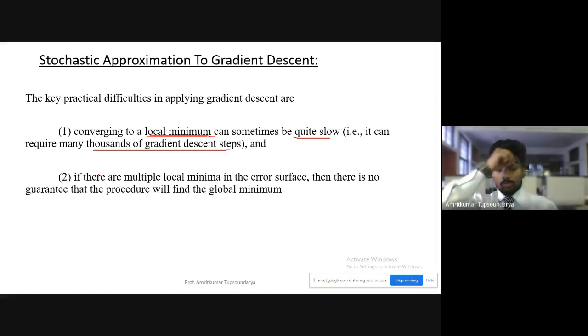The second difficulty that we face is that if there are multiple local minima in the error surface, then there is no guarantee that the procedure will find the global minimum. Since there are multiple local minima, finding the global minimum becomes a little difficult, and the algorithm may not guarantee it. We may get the global minimum, but not every time.